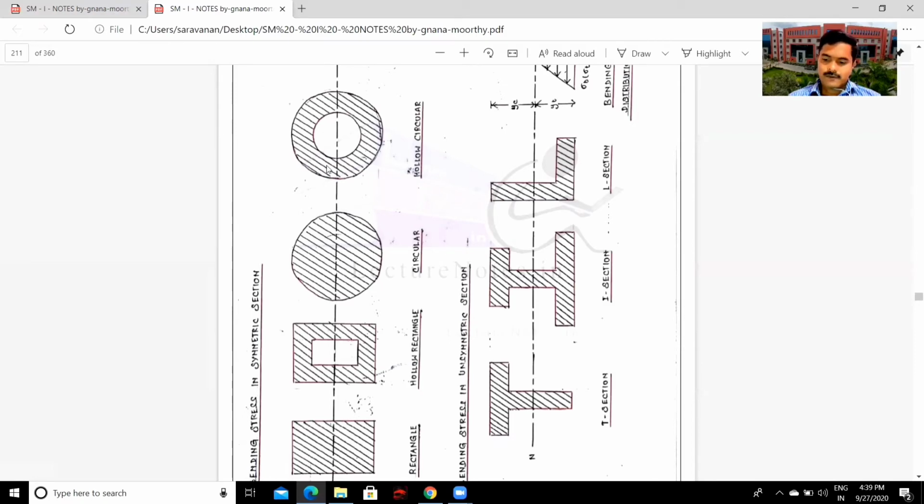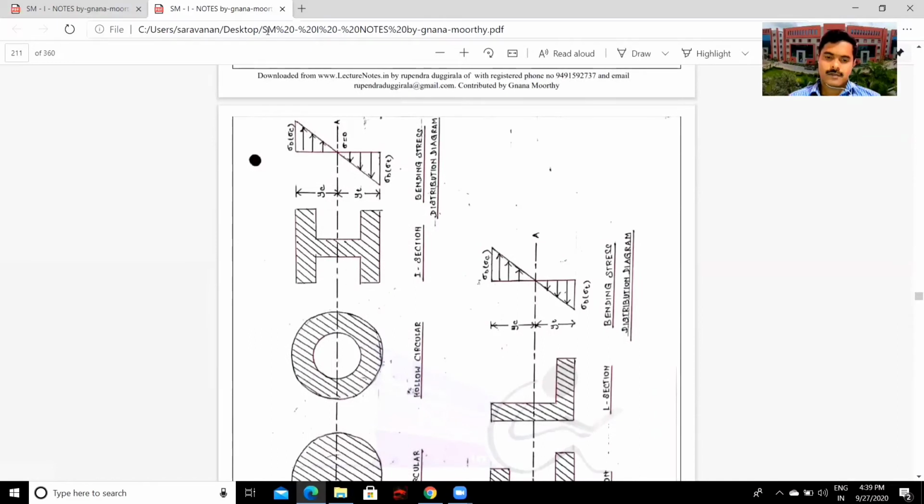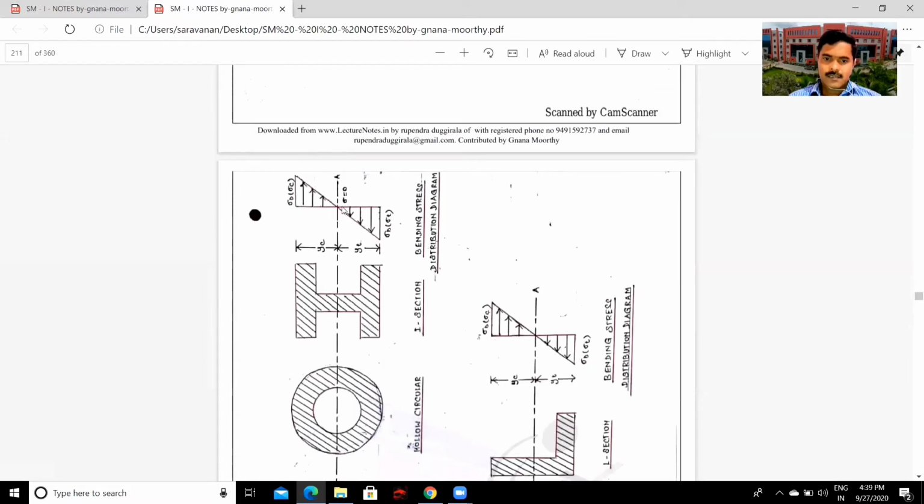So the neutral axis will be at the center. This is an I section, so the neutral axis will be at the center. At the center, the y distance is 0. Therefore, bending stress is directly proportional to y. So when y is 0, the bending stress sigma will also be 0.